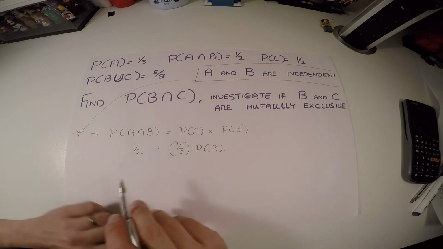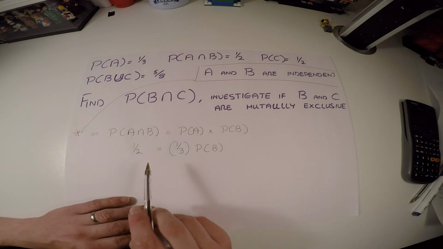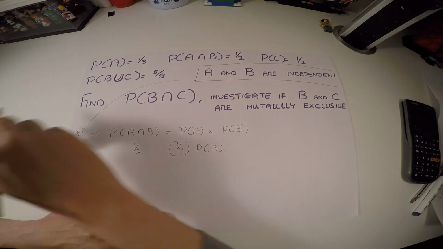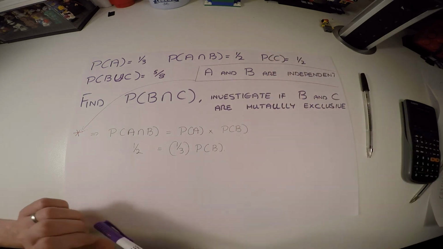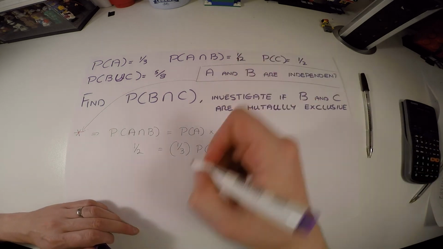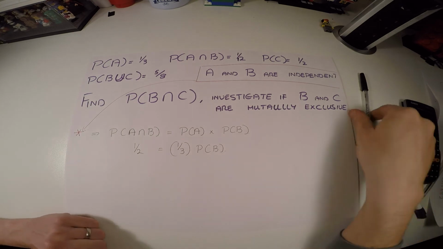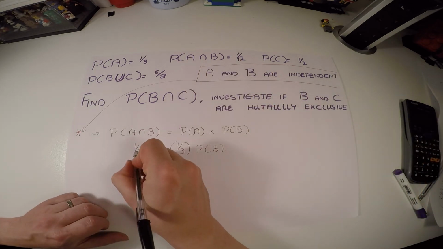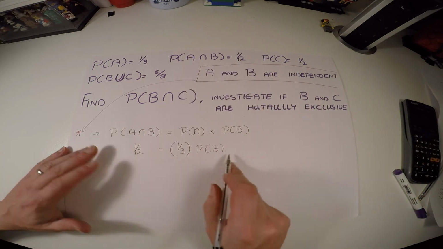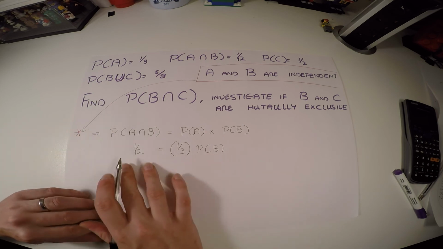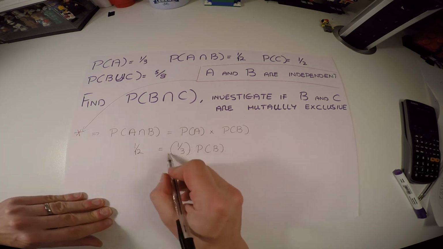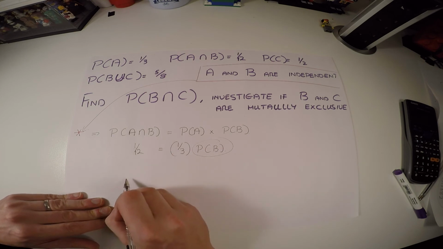So if this is true, what can we actually do? Actually, sorry, I made one mistake. I just checked the question there. This is actually a 12th. Sorry about that. So the probability of A intersection B is 1 over 12. So what we have to do here to get rid of this, essentially we have to multiply across everything by 3 to get rid of this third, to get this stuff on its own.